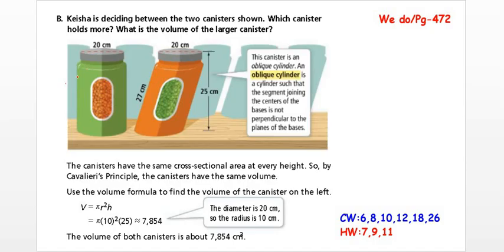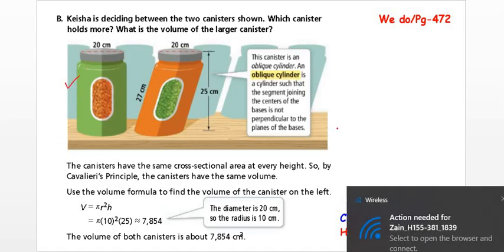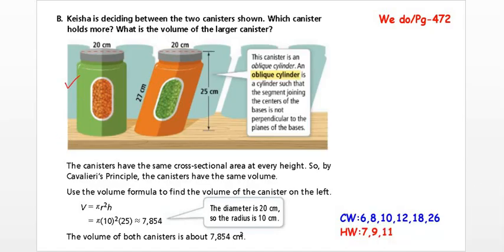Now what is the volume for this canister? How will I find the volume for this canister? As you know, what is the formula for finding the volume of a cylinder? I'm dealing with this one, so I'll write it over here with the green color. So the volume of the green one will be pi r squared h, right? So you will substitute the values.